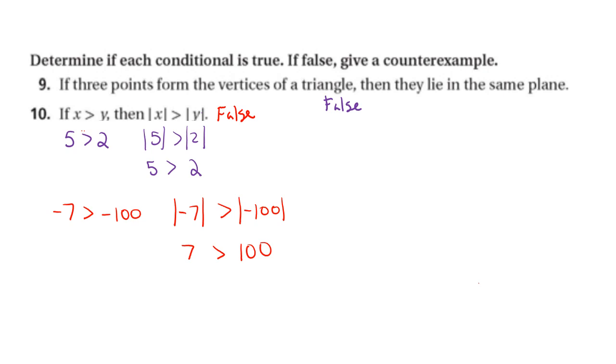It's true if 5 is greater than 2. That makes sense because the absolute value of 5 is +5 and the absolute value of 2 is +2, so it still makes sense when you read 5 is greater than 2. It doesn't make sense when you start changing the numbers when they're negative, because once you make those negative numbers positive by using the absolute value signs, this statement no longer makes sense. 7 is not greater than 100, and that's why it's false.